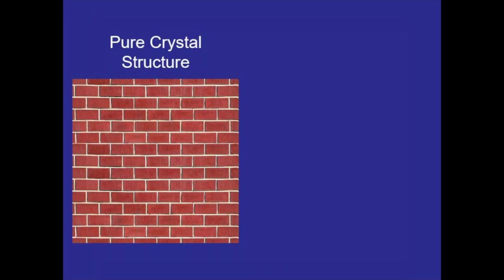If you have a pure crystal structure where it's formed of all just one molecule that each have the same shape and size, then they can fit together really tightly and well, and that forms a nice crystal structure, kind of like this nice brick wall shown here.